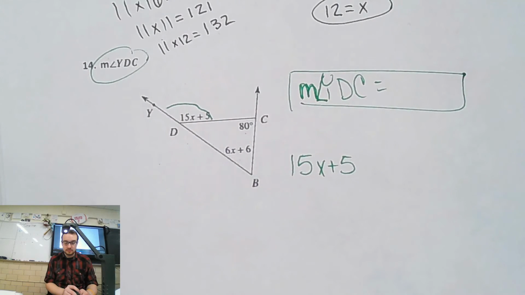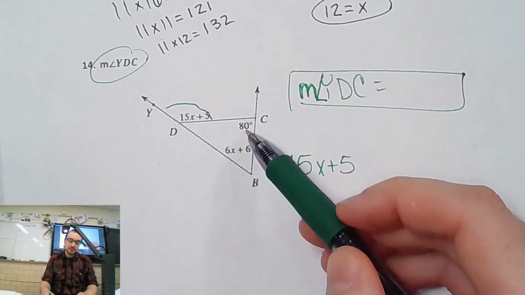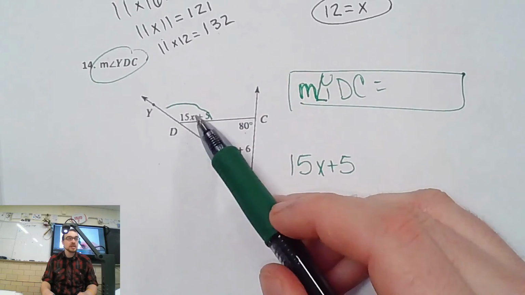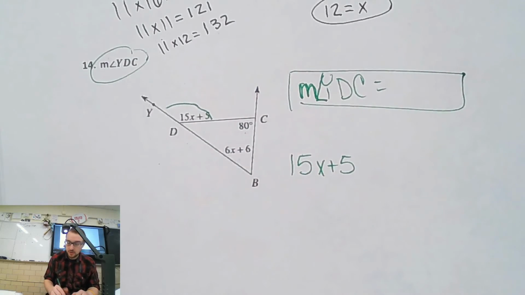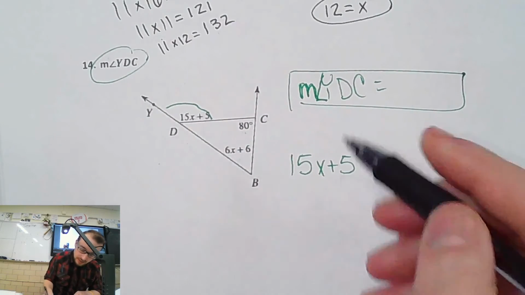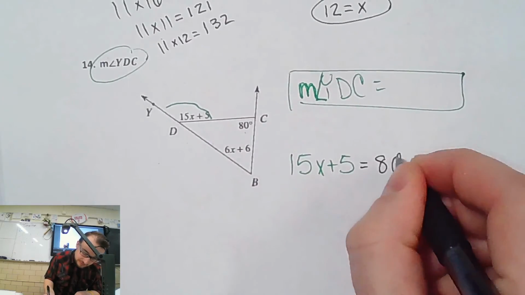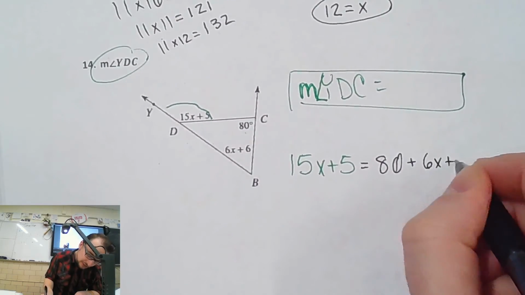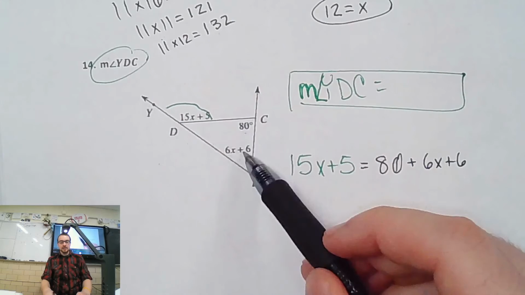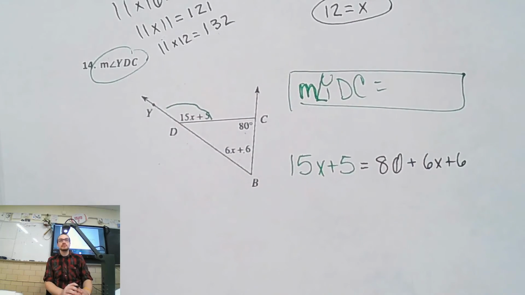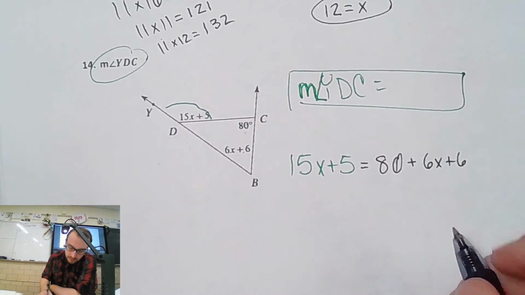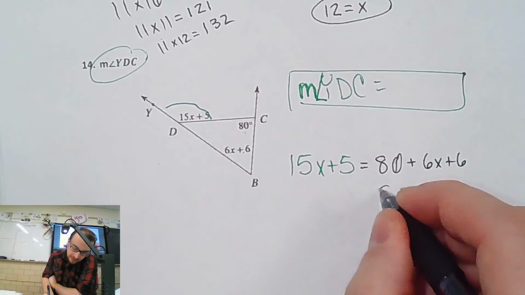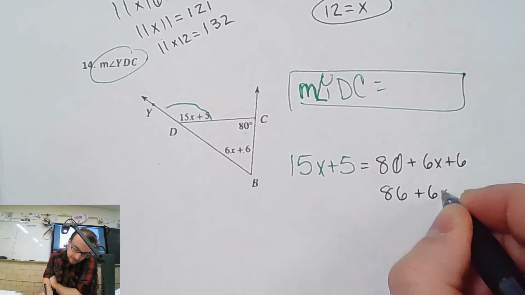But is 15x plus 5 equal to 80 plus 6x plus 6? Yeah. These two remote interior angles sum to this guy, right? Remote interior angle sum. So we know that's going to equal 80 plus 6x plus 6. Does everybody see that, right? The two remote angles add up to the exterior. So that's 86 on this side plus 6x.